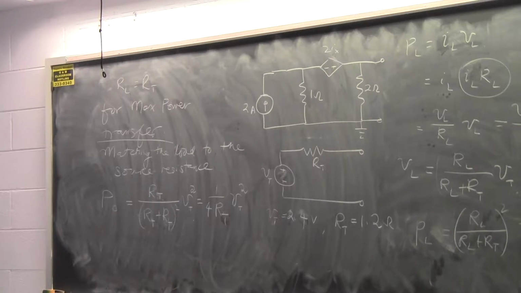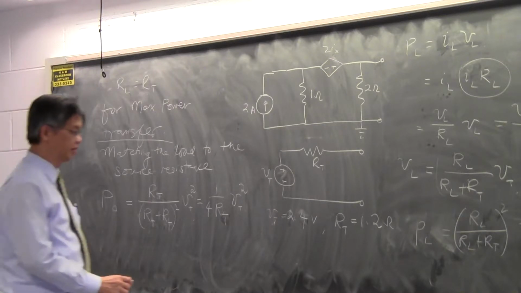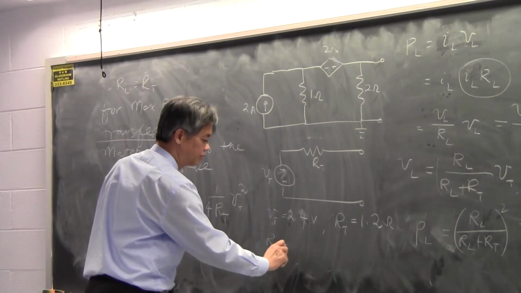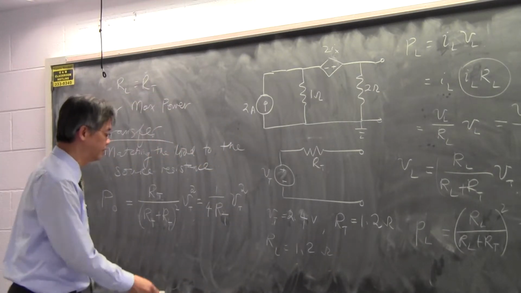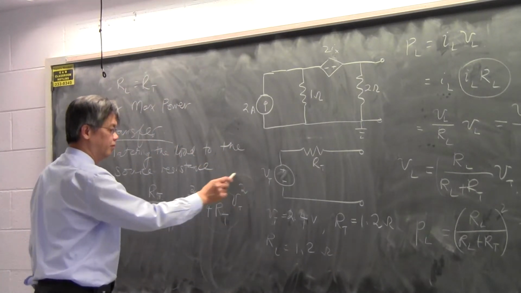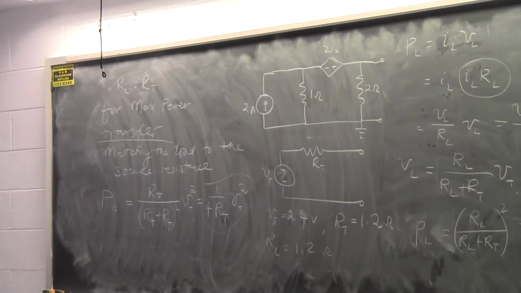So, it's obvious what our load should be. Our load should be equal to 1.2 ohms for maximum power transfer. And then you can use this one to calculate the maximum power you can extract from this circuit. So simple as ABC. Okay? And I was assigned 1 hour for this lecture. I think that's it, Section 2.5.